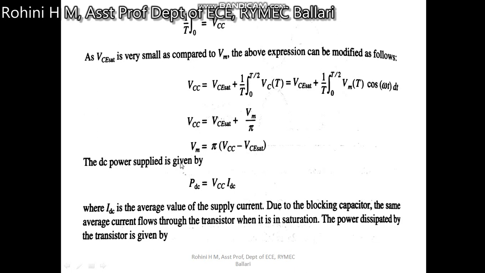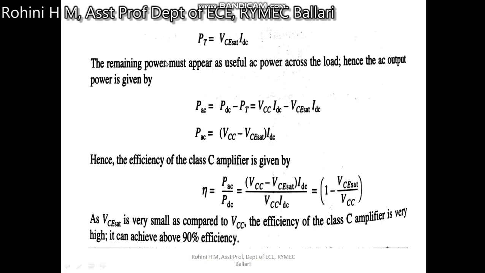The DC power supply is given by PDC equal to Vcc into IDC, where IDC is the average value of the supply current. Due to the blocking capacitor, the same average current flows through the transistor when it is in saturation. The total power dissipated by the transistor is hence given by PT equal to Vc sat into IDC.